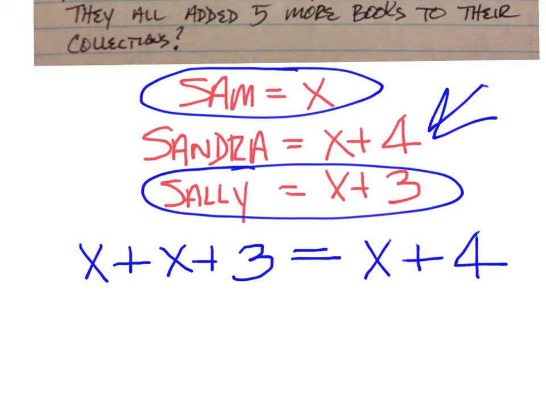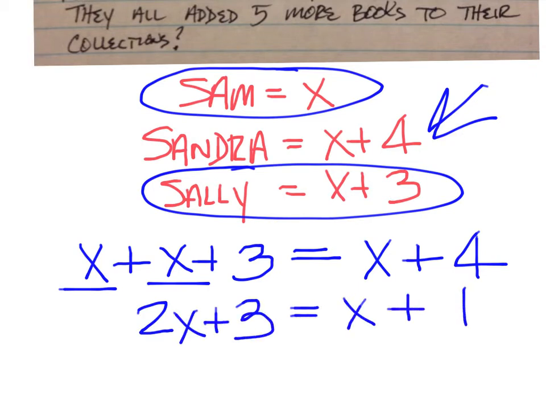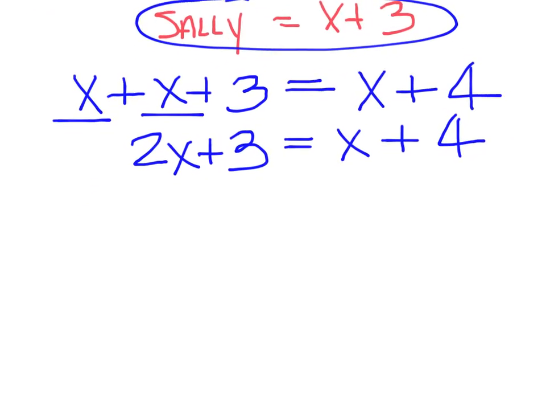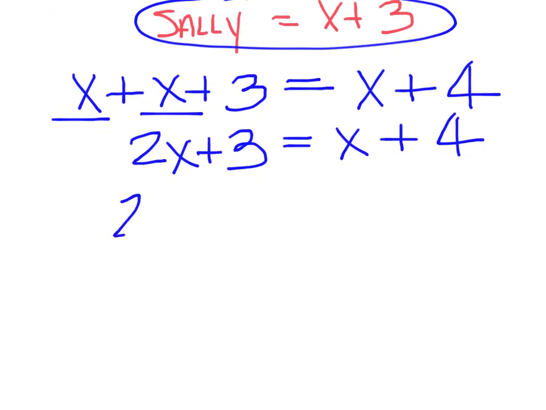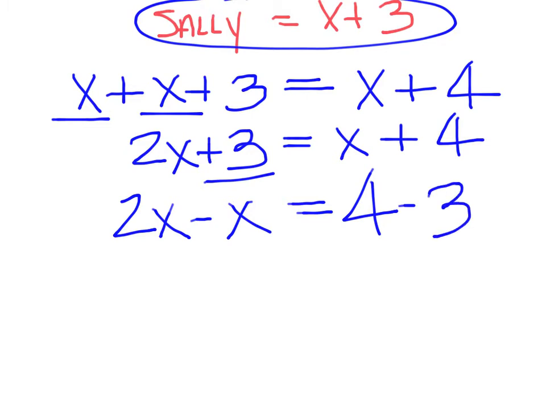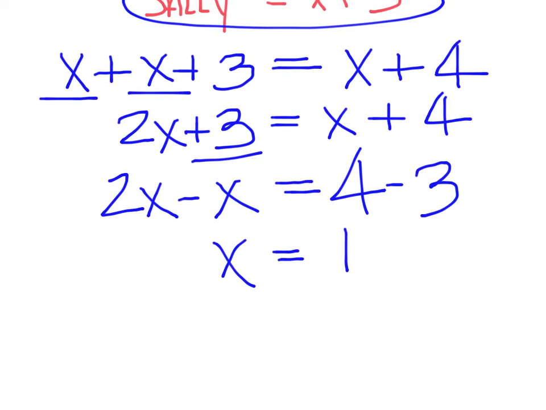You have 2 X terms on the left-hand side, X and X. Add those to get 2X. Keep everything else the same. And now solve that equation, keeping the 2X on the left and moving the X over, making it minus. The 4 stays on the right, the 3 goes over, becomes minus. 2X minus X is 1X, 4 minus 3 is 1. And remember, 1 represents Sam.